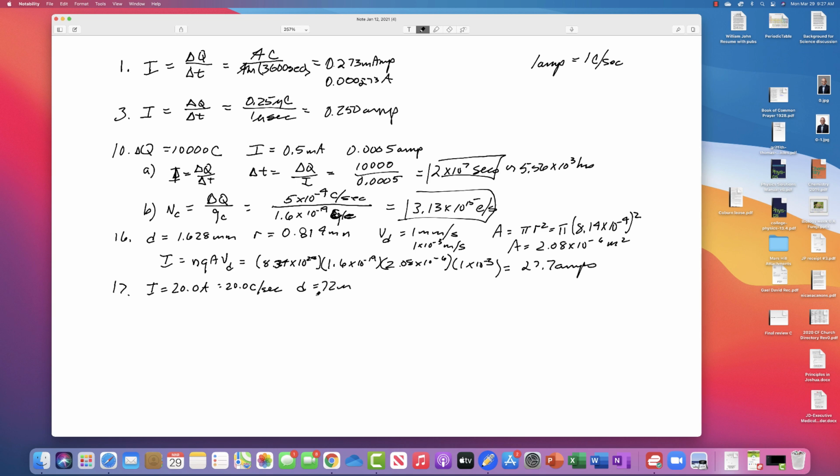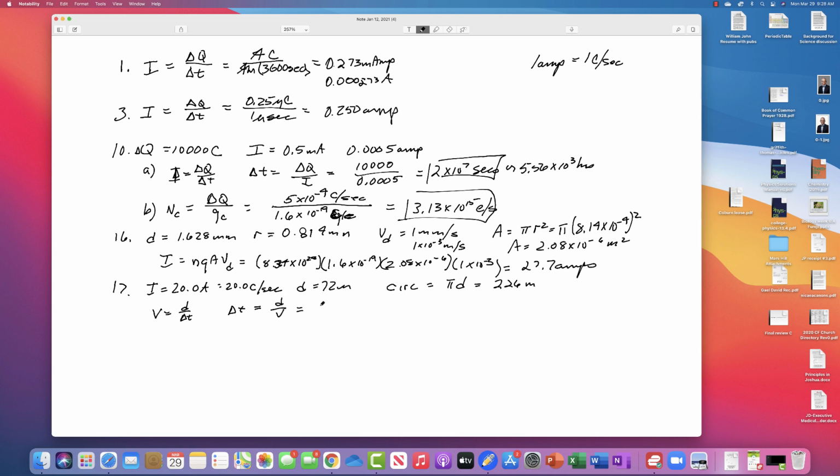Now, why is that important? Well, you want to know the entire path that this stream of electrons has to take. So you need the circumference, and the circumference is pi d. If you do the pi d, you get 226 meters for the total path that these electrons have to cover. The velocity of electrons is equal to the distance it covers over the time it takes to cover it. And so the time it takes is equal to the distance divided by the velocity.